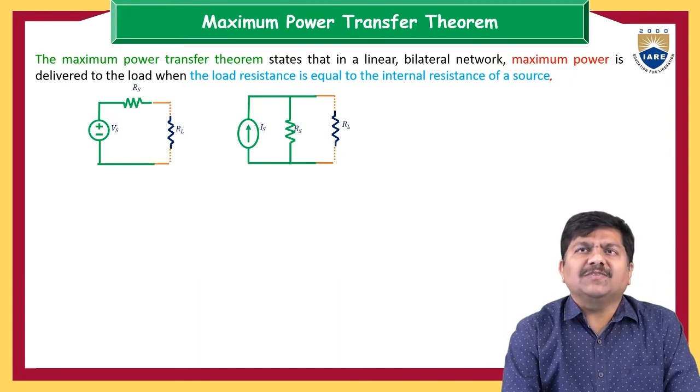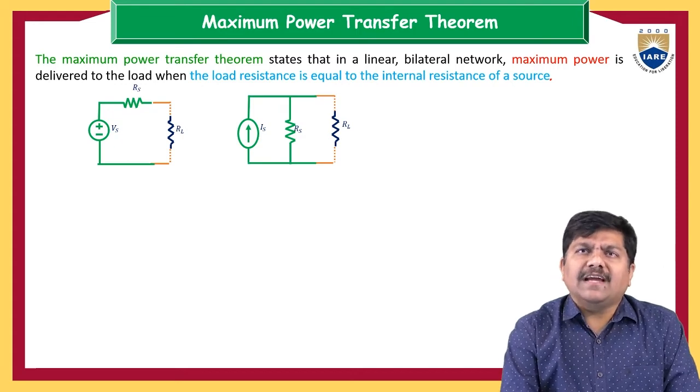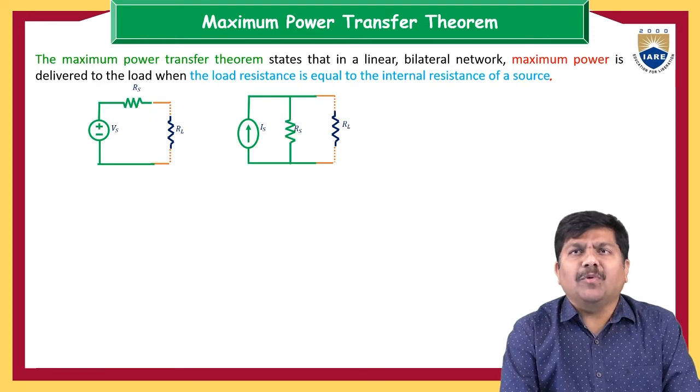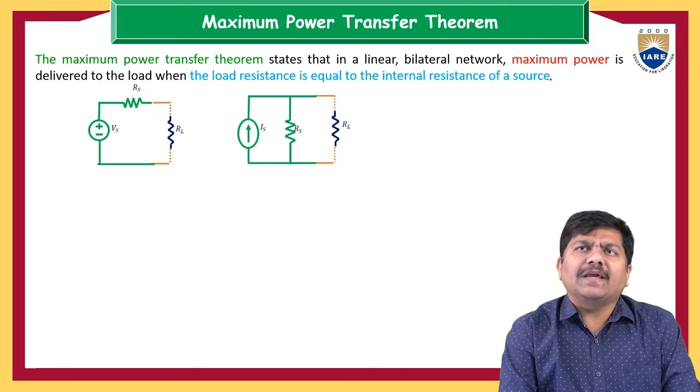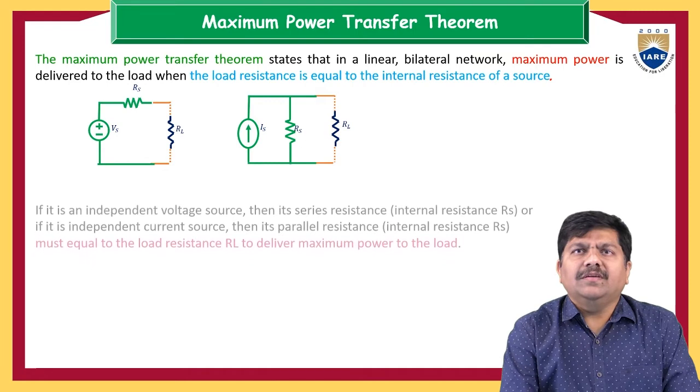Similarly, the current source is also there. The current source is Is, and it has some internal resistance Rs. You have to remember that the way of representing the voltage sources and current sources with respect to the load resistance is very important. The current source should be connected in parallel to the source resistance, and the voltage source is connected in series with the internal source resistance. This way of representation is very important.